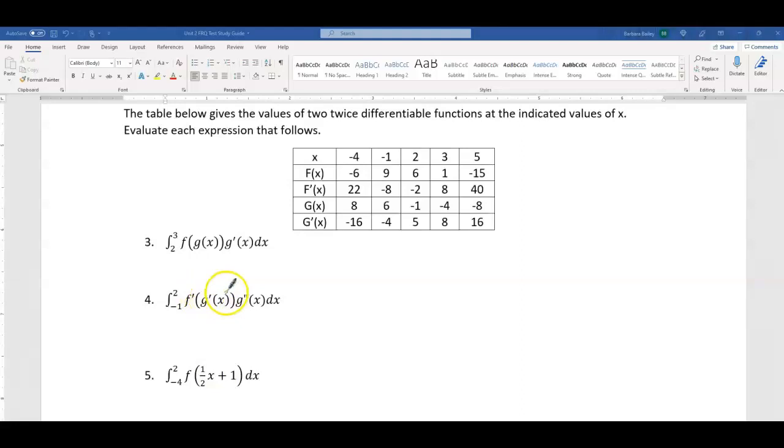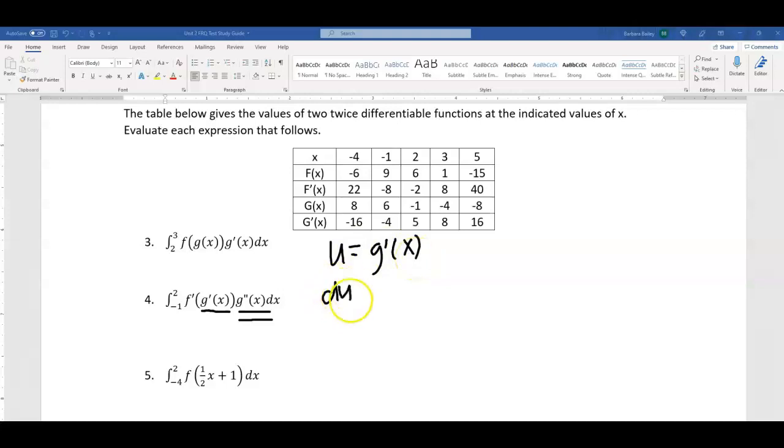All right, so for number 4, we have this table here, and we're given some functions f, f prime, g, and g prime with specific values given for each. Now, I wanted this integral here, and I noticed that we have an inside function, and I see the derivative of that inside function right here. And when you see that, that's one of your indications that you're going to be doing u substitution, where we make u equal to the inside function.